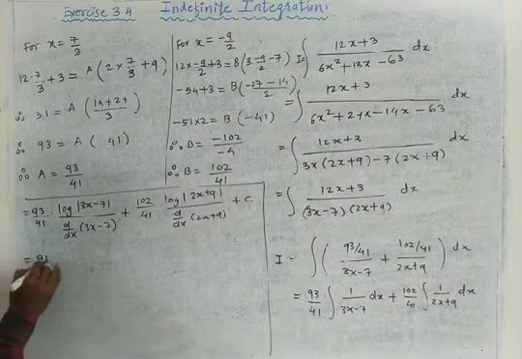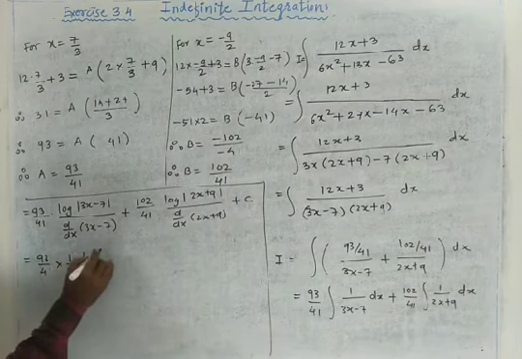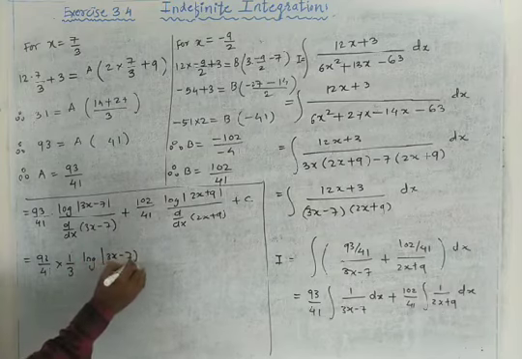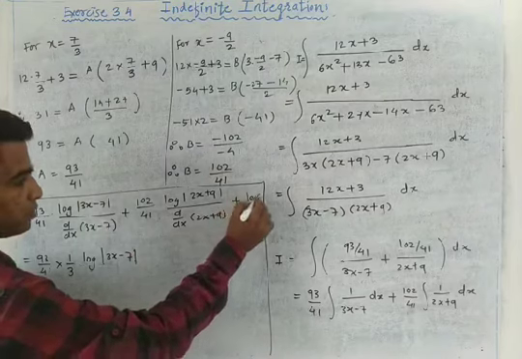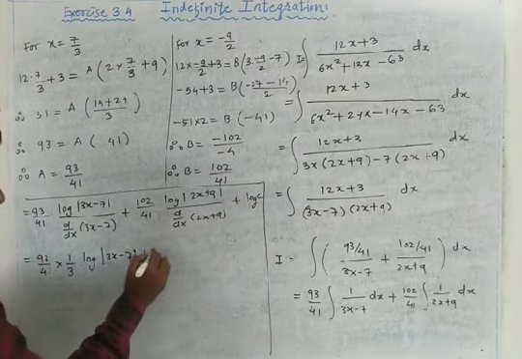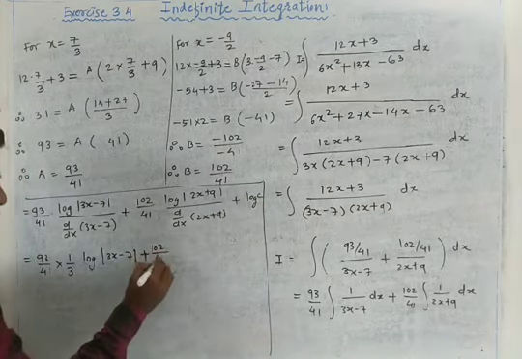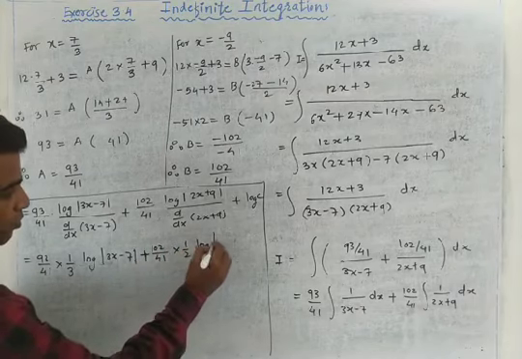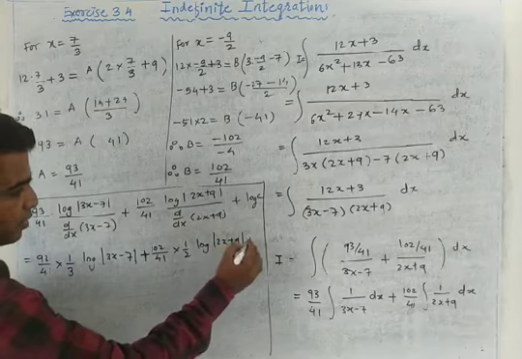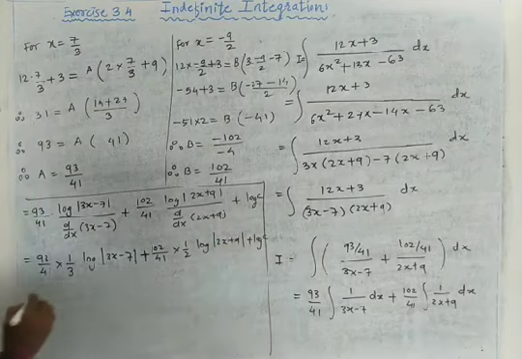So now 93/41 × 1/3 × log|3x − 7|. Now all are logarithmic terms, so we will choose log c here. So plus 102/41 × 1/2 × log|2x + 9| + log c.